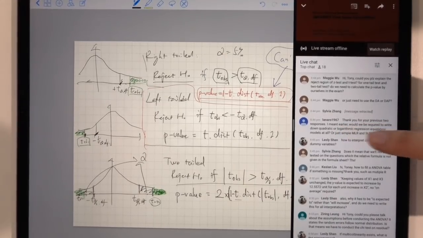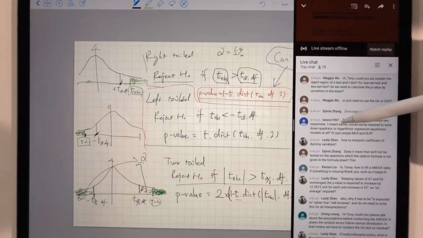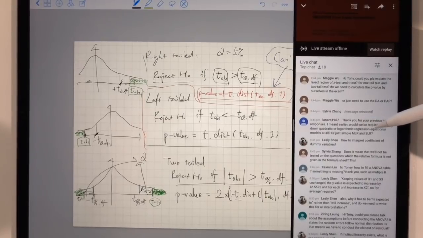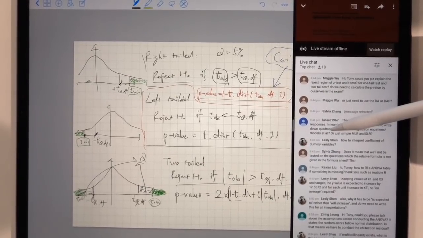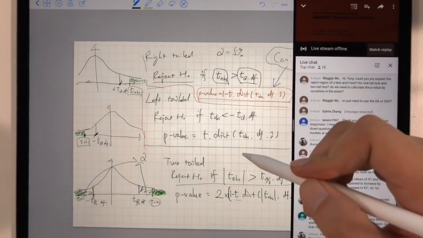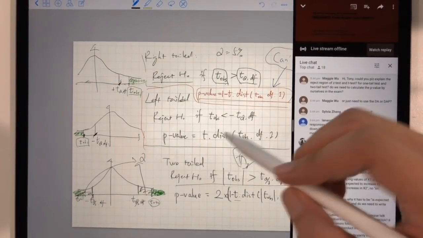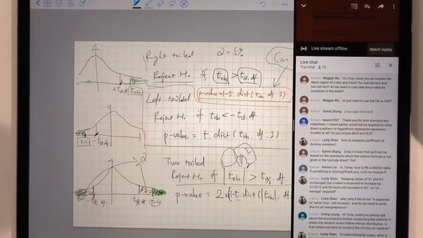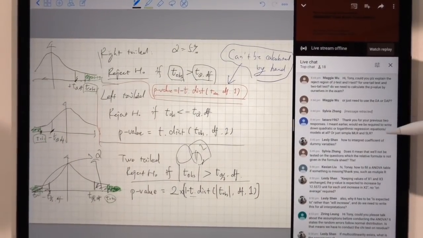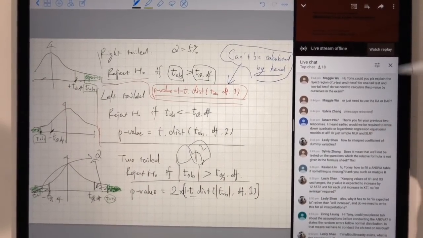Eranaro1967 is saying, thank you for your previous two responses. I meant earlier, would we be required to write down quadratic or logarithmic regression equation models at all, or just simple MLR and SLR? Well, it's possible, right? I don't know, but you don't treat it as a disaster. I mean, a quadratic one. So for example, in your model, if you have an S square, you just treat it as another independent variable and write down the estimated equation as usual, right? So it doesn't make any difference. It's still a linear regression model, so don't worry.